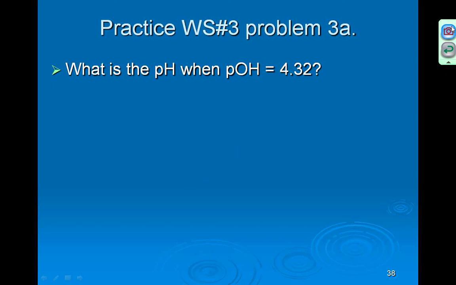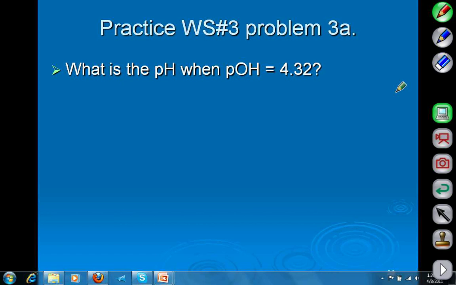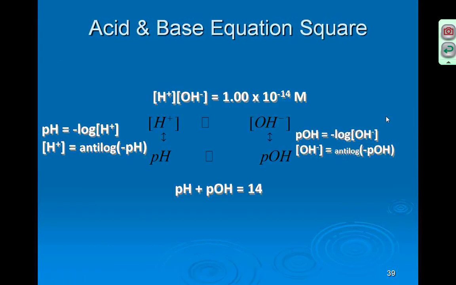So let's do number 3A from worksheet number 3. What is the pH when the pOH equals 4.32? So we could do this an easy way. We could just take 14 minus 4.32, which gives us 9.68. That was a simple problem. Oh, Miss A, would you always give me ones like that? Probably not.